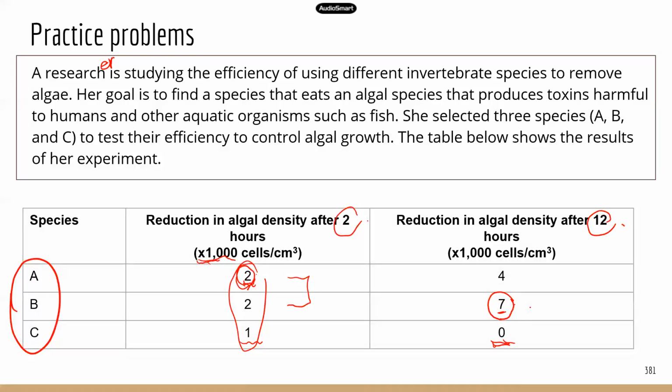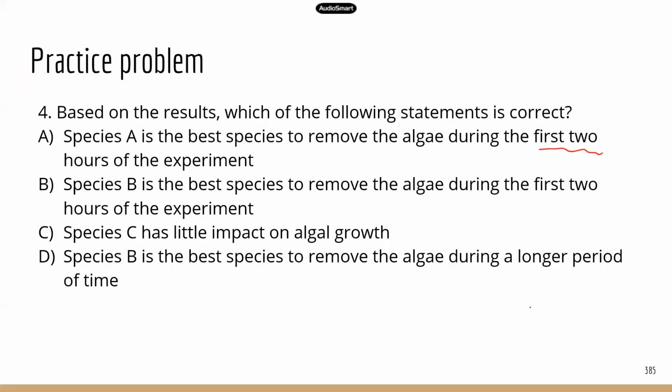All right, now let's go back to the questions. Species A is the best species to remove the algae during the first 2 hours. Now remember, A and B both reduce the density by 2,000 cells per cubic centimeter. Remember the number 2 for both A and B. So A is not the best species for the first 2 hours. Species B is the best species to remove the algae during the first 2 hours of the experiment. That's not correct either, right? Same reason. A and B were equal in their efficacy to remove algae for the first 2 hours.